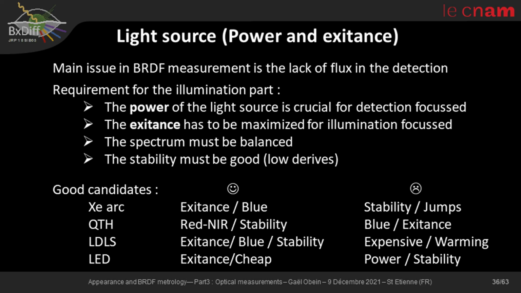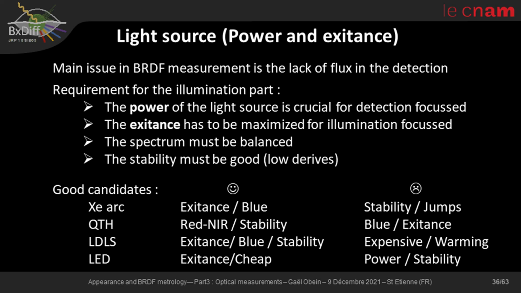The excitance or the emittance of your light source is crucial for a focused illuminated device, because what matters is not really the power. What matters is the ability you will have to put the power on the sample. And this is the limiting parameter, the excitance. Your spectrum must be balanced, because if you just use a halogen, you will not have any blue, and in the blue you will not perform measurement. If you lack color, you're dead.